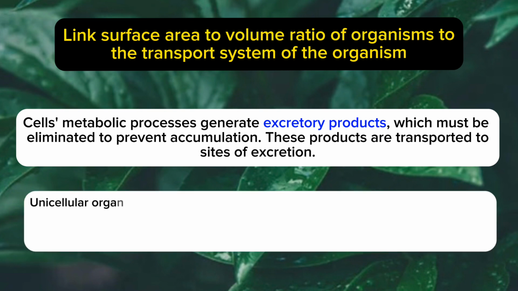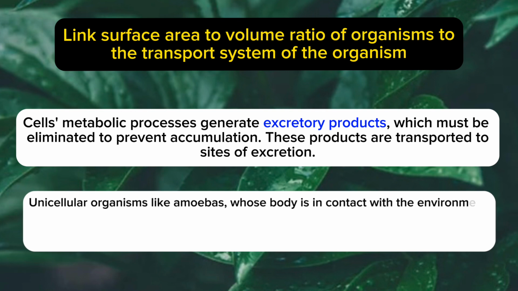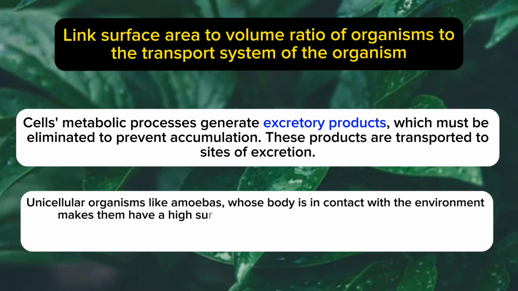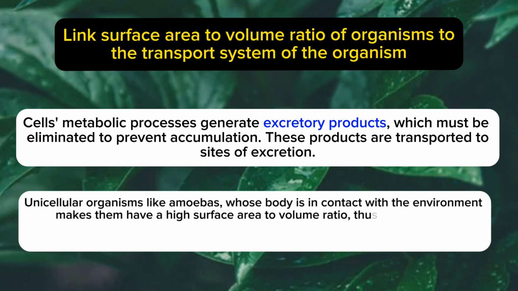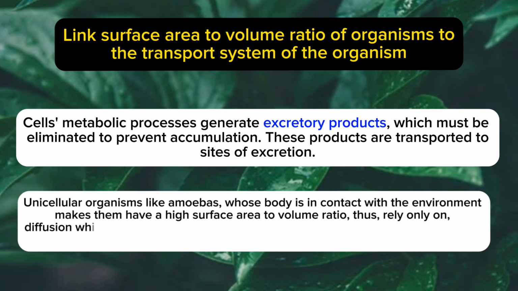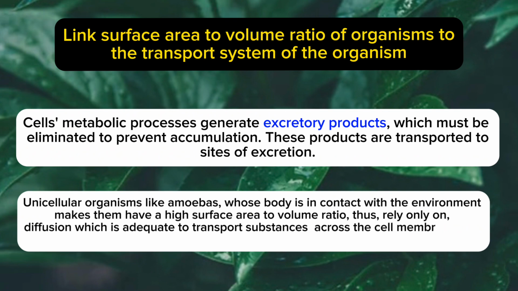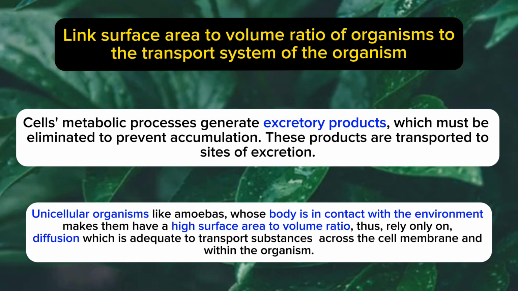Unicellular organisms like amoebas, whose body is in contact with the environment, have a high surface area to volume ratio. Thus, they rely on diffusion, which is adequate to transport substances across the cell membrane and within the organism. So unicellular organisms like amoeba, their body is in contact with the environment, so it's very easy for them to transport food via diffusion.